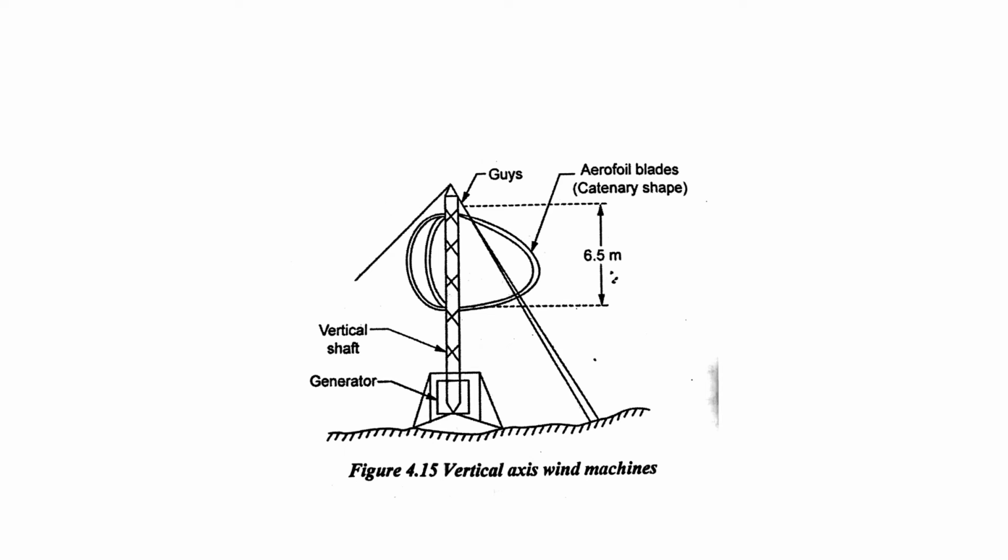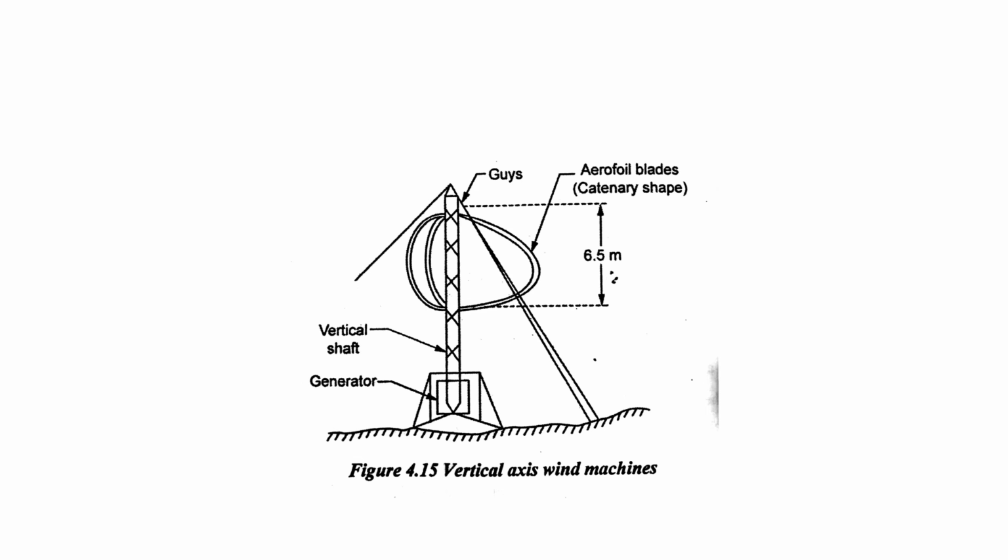The next classification is the vertical axis wind turbine. The construction is somewhat different from the horizontal axis wind turbine, whereas here the axis of the wind turbine is vertical, perpendicular to the ground. At the ground we have the generator. On the tower we fix these aerofoil blades to a diameter of 6.5 meters. So it will rotate along the axis, which is perpendicular.